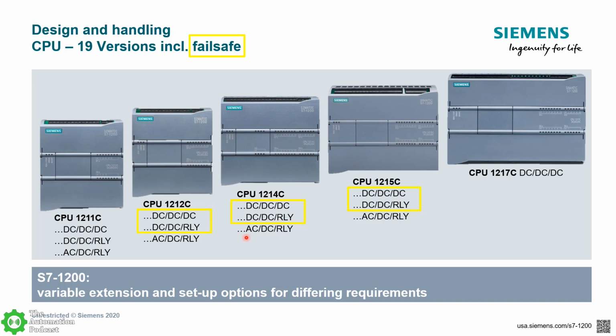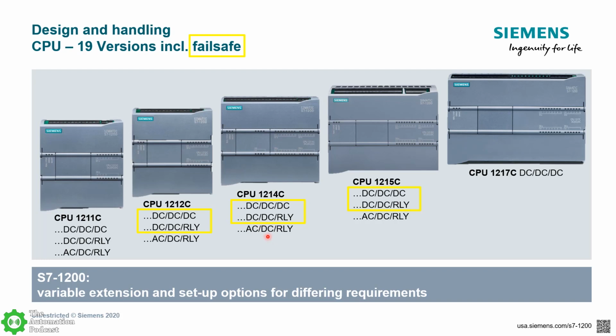So when ordering a 1200 from your distributor or whoever, if you're trying to figure out which one's the right one, let's say you want a 1214C, and you look at this bottom configuration, AC, DC, RLY. AC basically stands for, the first set of letters is the power supply to the CPU. So DC would indicate 24 volt DC supply, AC would indicate 120 volt AC. The next set of acronym, DC, is just the input type onto the CPU, the digital inputs.